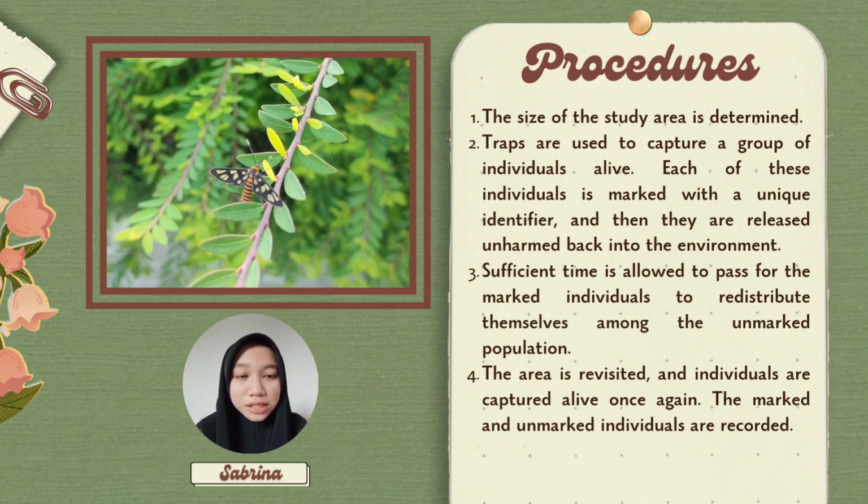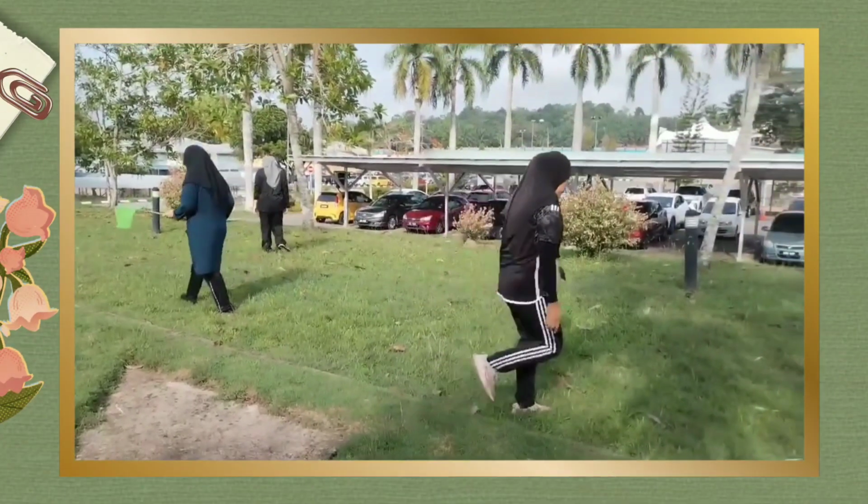After marking and releasing the individuals, we must allow sufficient time for them to redistribute themselves among the unmarked population, which depends on the species' mobility and behavior, ensuring they mix thoroughly. Finally, we return to the study area and capture the individuals alive once again, recording both the marked and unmarked individuals to estimate the population size by comparing the number of marked individuals. Here is the video of 5 of us doing the capture-recapture sampling technique.